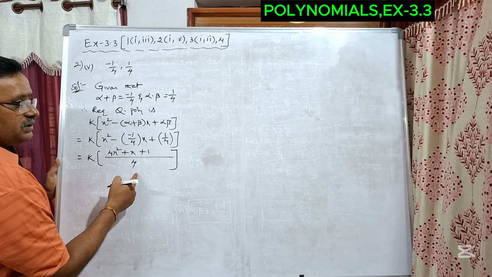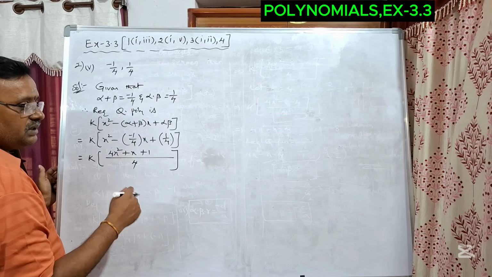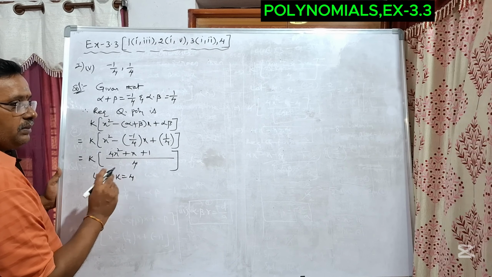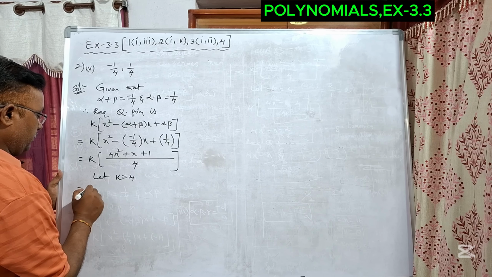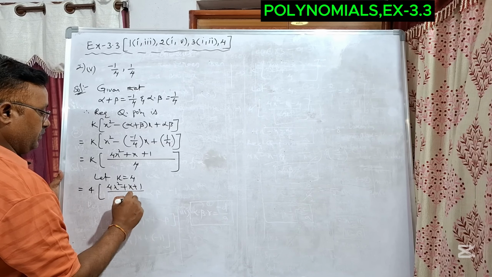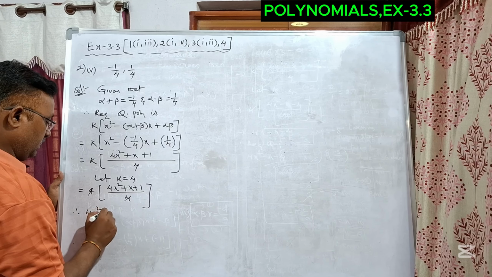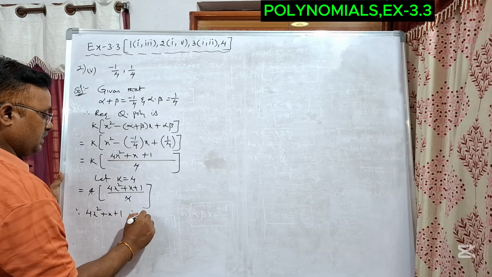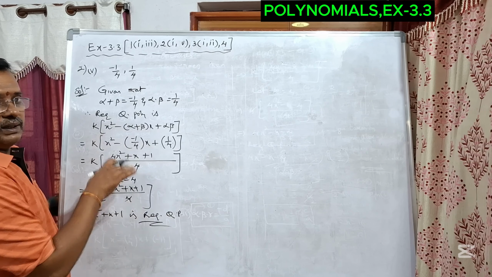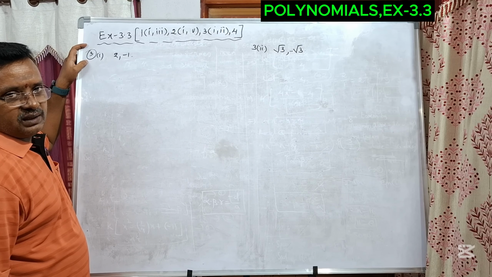Since the denominator is 4, try to take the k value as 4 to cancel it. That is our consideration. Let k equal 4 to make the polynomial in the regular way. This equals 4 into (4x square plus x plus 1) by 4. The 4 gets cancelled. Therefore, 4x square plus x plus 1 is the required quadratic polynomial. That's it, beta. Is it clear? Right. Now observe the third problem.